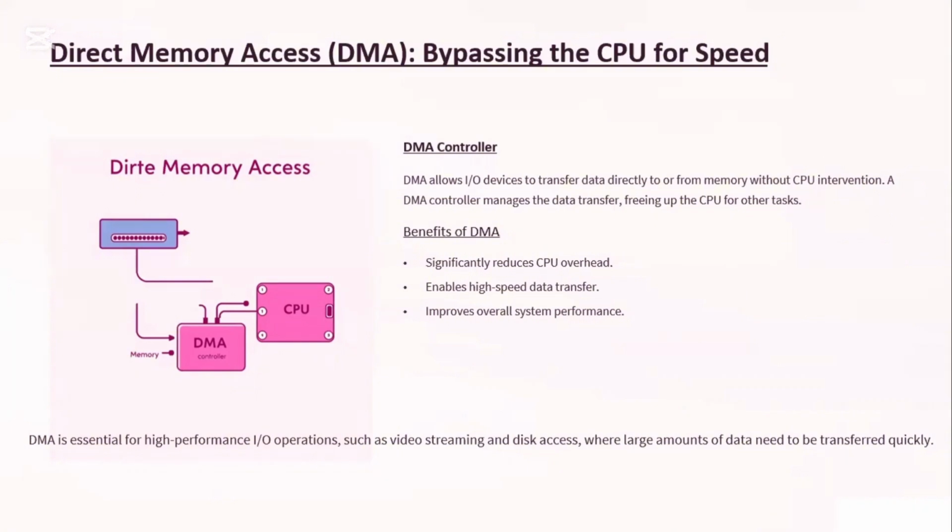So the DMA actually manages the data transfer from one place to another, so that the CPU can operate freely. Benefits of the DMA: significantly reduced CPU overhead, enabling high-speed data transfer, and improved overall system performance. The DMA is essential for high-performance input and output operations, such as video streaming and disk access, where large amounts of data need to be transferred quickly.